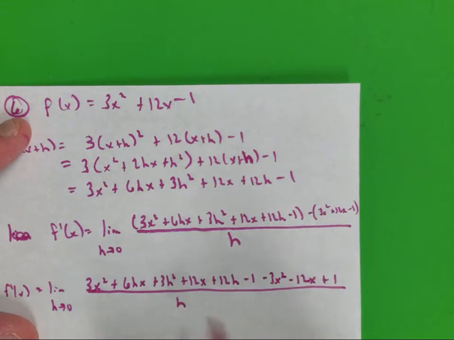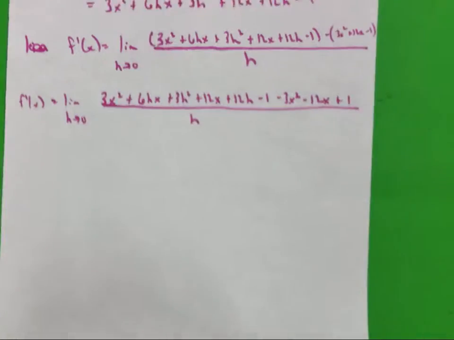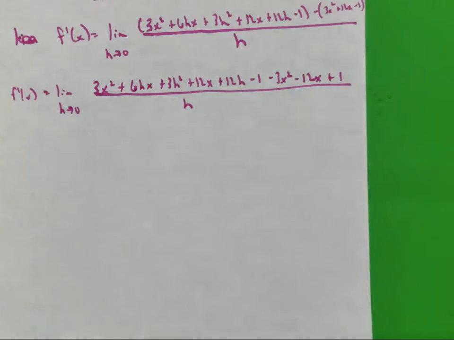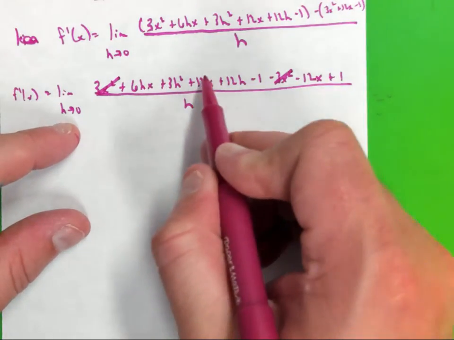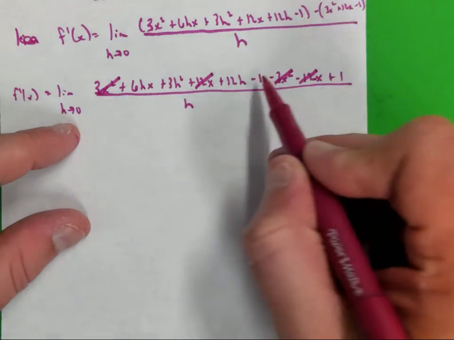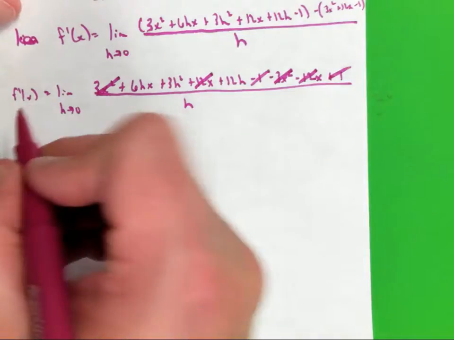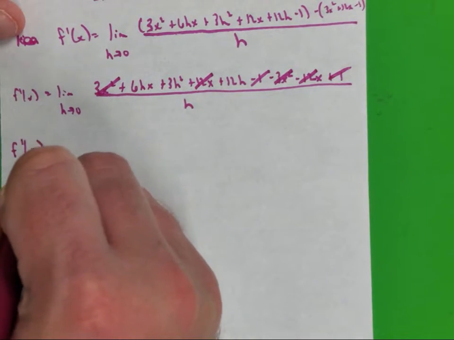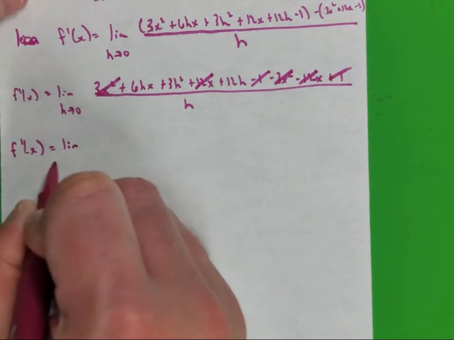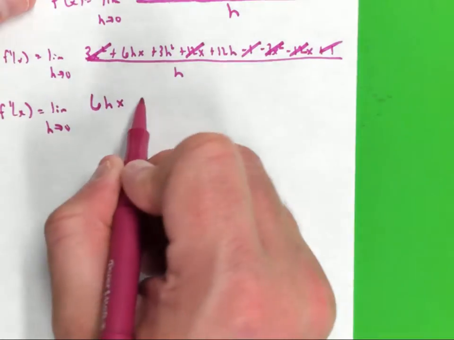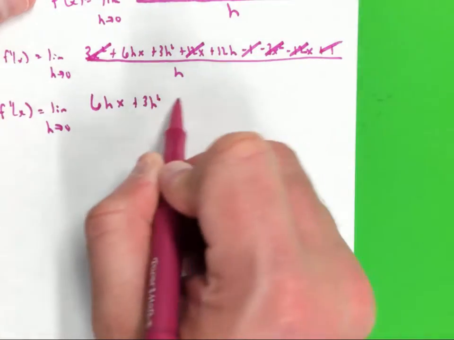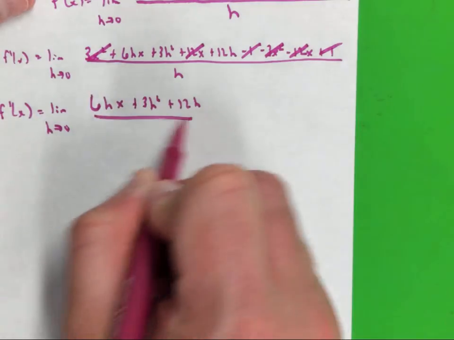Now when I start to simplify, at this moment in the game, everything that doesn't have a what should cancel? H. So I look, does 3x squared cancel? Yes. 12x cancels. The negative 1 and 1 cancel. Yes, I did it correctly so far. So f prime equals the limit as h goes to 0 of 6hx plus 3h squared plus 12h over h. Okay, that looks a whole lot better.